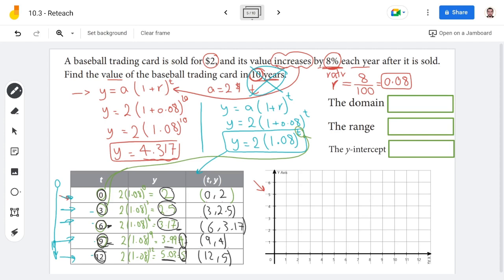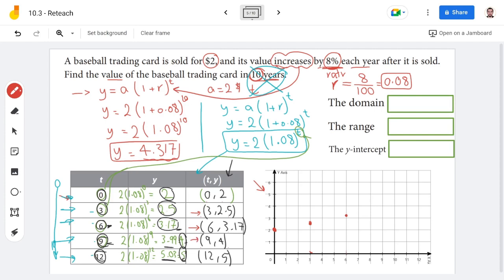Now let's plot these coordinates. The first coordinate is 0 and 2. The second coordinate is 3 and 2.5, which is here. Then we have 6 and 3.17. 6 is here, and 3.17 is somewhere here, a little bit above the 3.